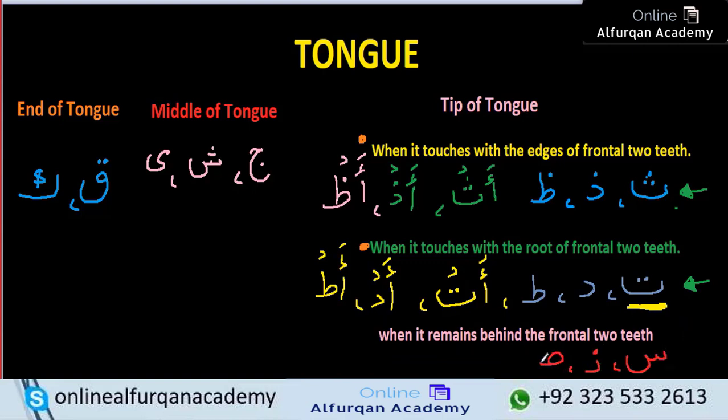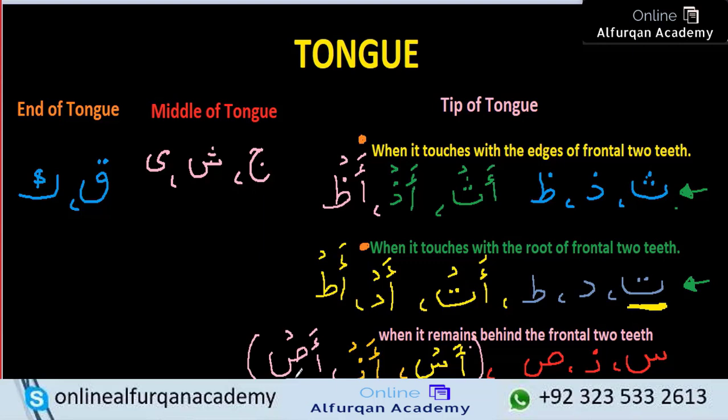Now another, that time also we pronounce 3 letters, that is Sin, Za and Sad. Now for checking the emission point of these 3 letters, pronounce Sin. Upper side of frontal two teeth and lower side of teeth join each other and the tongue remains behind the teeth, and makes a little whistle sound. And here this is Za. Also the same thing. Upper side of teeth and lower side of teeth, they are joining each other and the tongue remains behind the teeth.